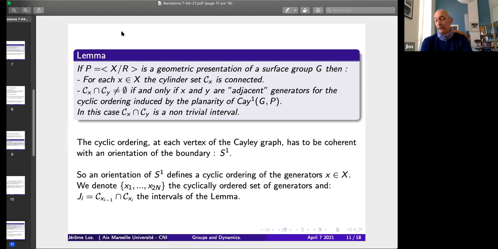Okay, so now I will give some notations. Since we have a cyclic ordering of the generators, I will label the generators according to this cyclic ordering, x1 up to x2n. And I will call Gi this interval corresponding to the intersection of two cylinder sets. Okay, so that's the basic object.